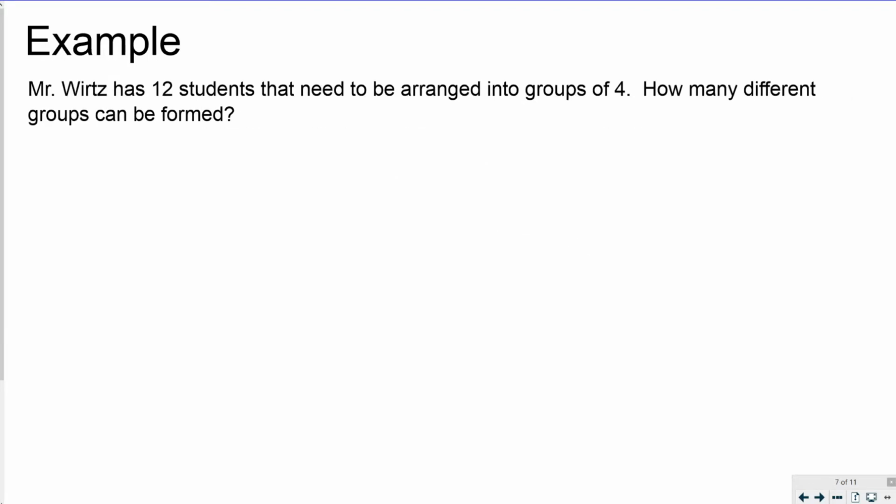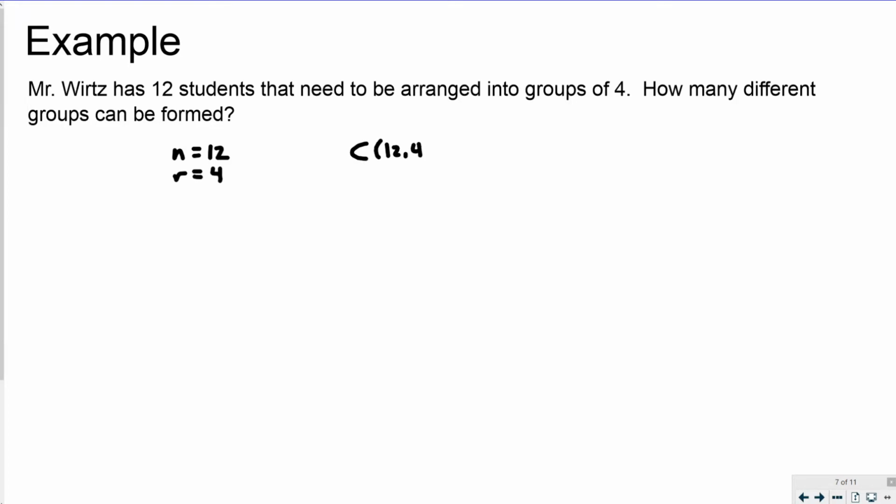Another example. Mr. Wirtz has 12 students that need to be arranged into groups of 4. How many different groups can be formed? So, n equals 12 here. r equals 4 because we are selecting groups of 4. And so what we are then going to do is substitute that in. C of 12 comma 4.